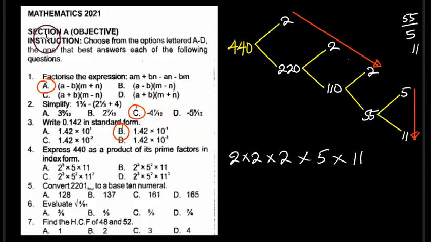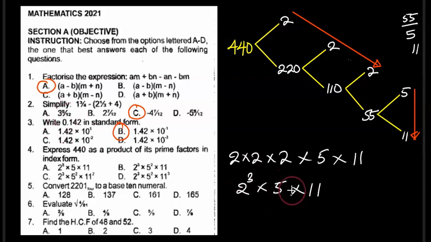Now that I've gotten this, I have to write this. Remember, I'm asked to put my answer in index form. So how do I transform 2 times 2 times 2 into index form? That's going to give me 2 to the power of 3. 2 times 2 times 2 is 2 to the power of 3. This is just 5, so I have just one of it. I'm just going to write that down since there's no other one, and then times 11 is just 1. So the answer can also be written this way, but this is the option I have here.